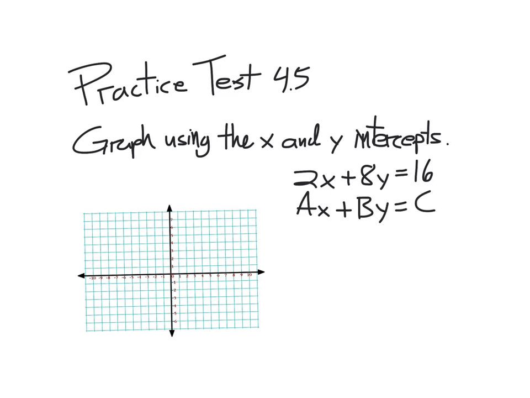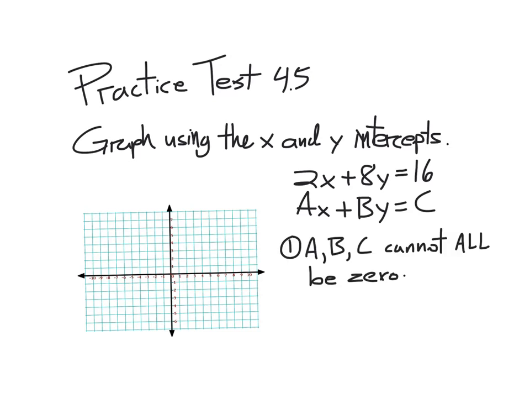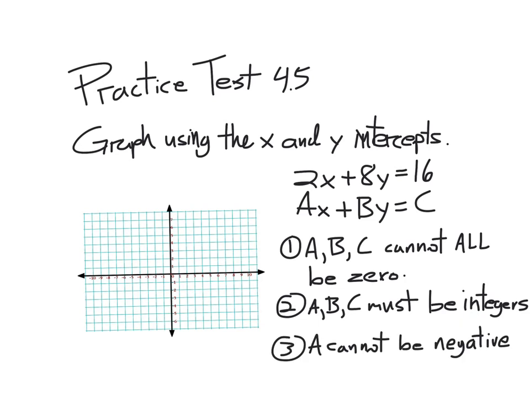And there are three rules about equations in standard form. One of the rules is that a, b, and c cannot all be 0. Another rule is that a, b, and c must be integers, meaning they cannot be fractions or decimals. And the last rule is that a cannot be negative.